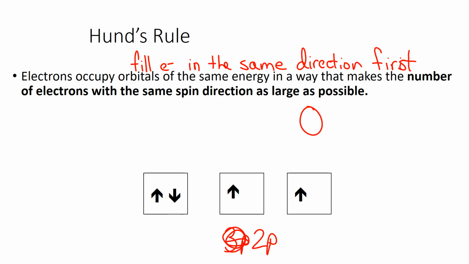So I could have it in the Z box over there, or I could have it on the far box instead, but I can't start doing the downs before I did all of the ups.